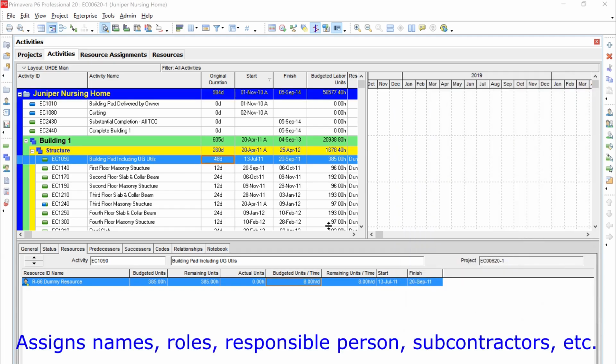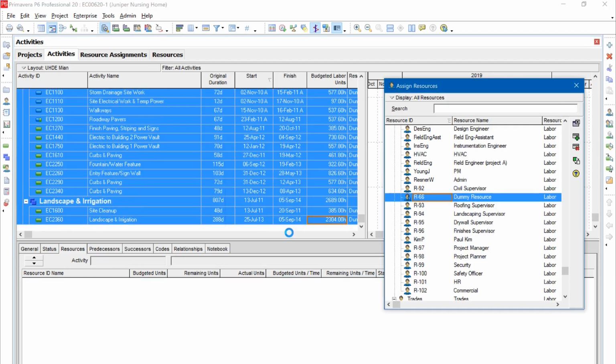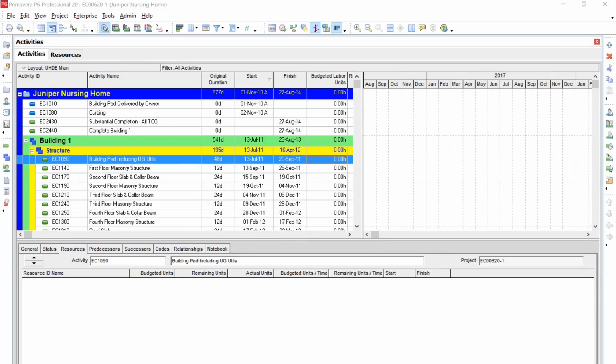In the second practice, the planner develops a list of the contractors, subcontractors, supervisors, engineers, and many other names, and then assigns them to activities one by one. So before I do the second one, let me remove all of these dummy resources from the activities. The dummy resource has been removed. Now let's start the second practice.